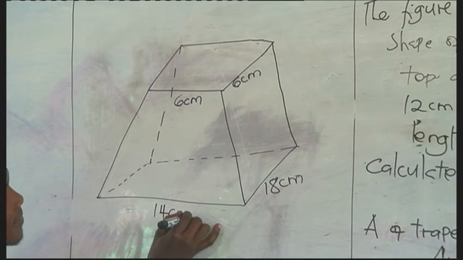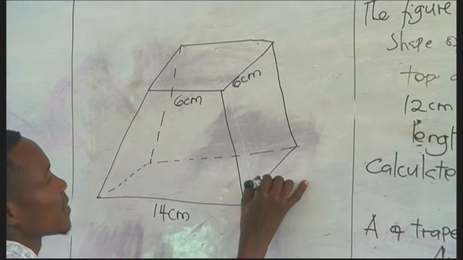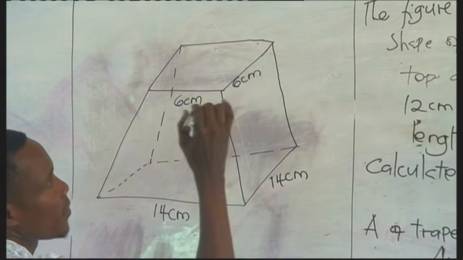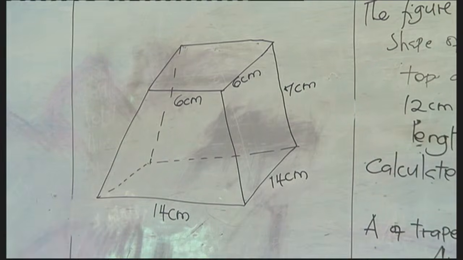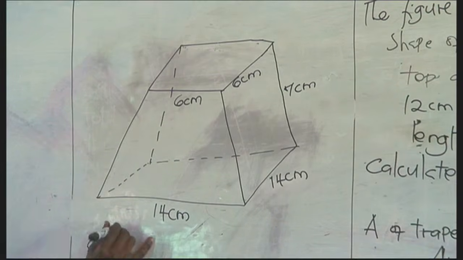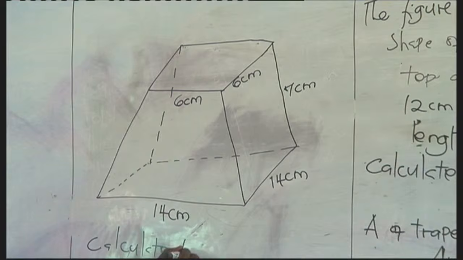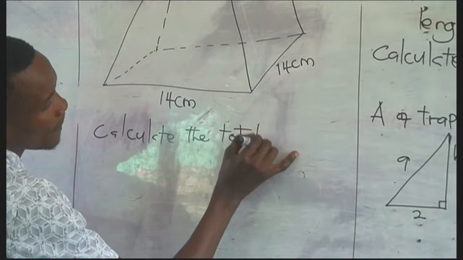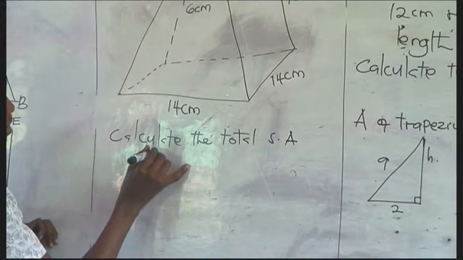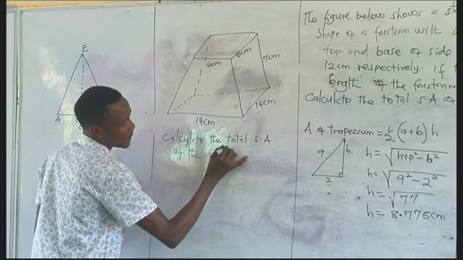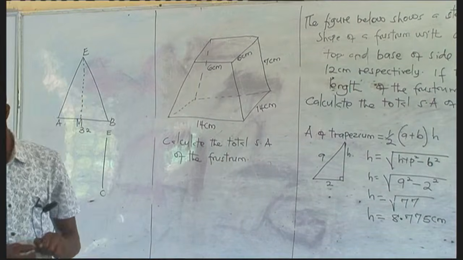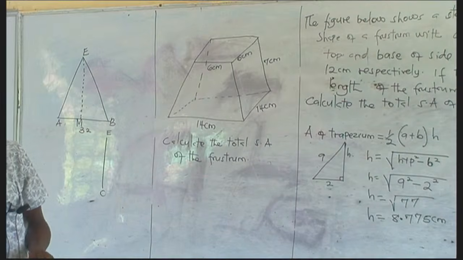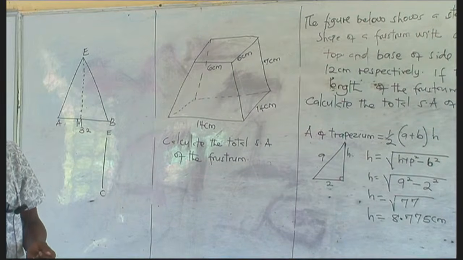Let me use 14. And then we can have here a 7 centimeter. That is excellent. So you can calculate the total surface area of the frustrum. You can work that out and drop your answer in the comment section.